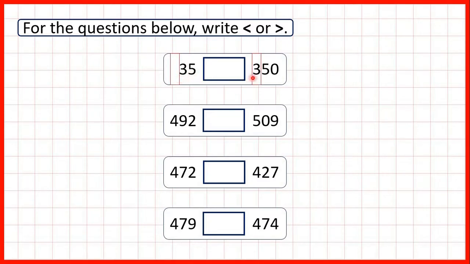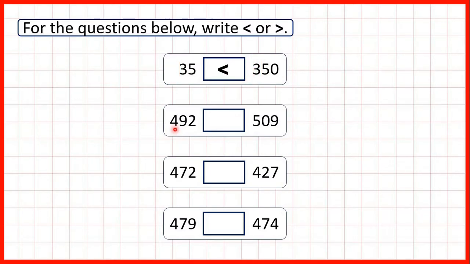So because 350 has 3 hundreds and 35 doesn't have any hundreds, we know that 35 must be less than 350. So we need the symbol for less than. The way to remember this symbol is that we can imagine this is a kind of point and it always points to the smaller number. Another way of thinking about this symbol is to imagine it's like the mouth of a crocodile or an alligator, and the crocodile snaps at the larger number, so its mouth points towards the number that's larger.